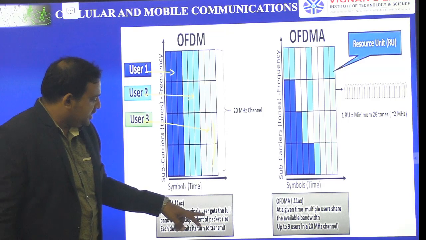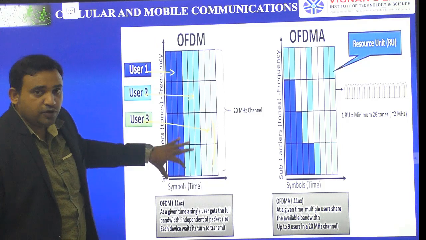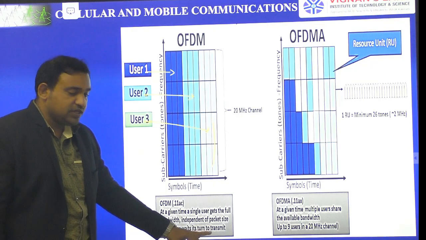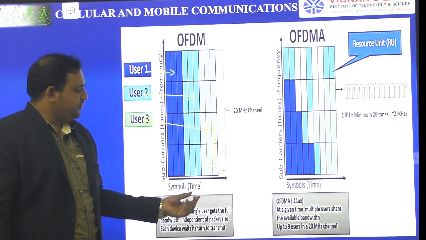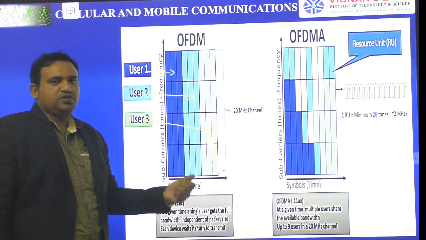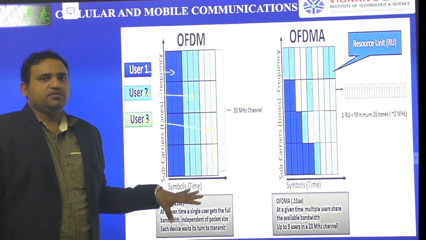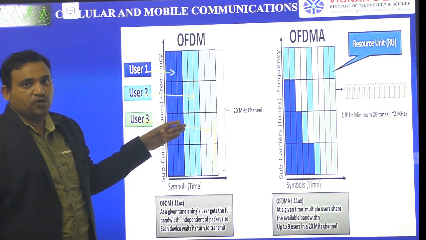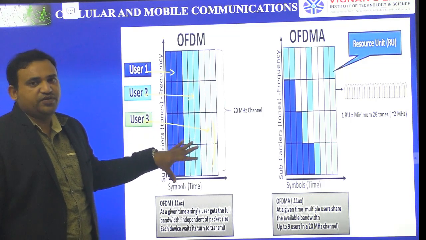At a given time, a single user gets the full bandwidth. Only the single user, that is user 1, will get the full bandwidth, independent of packet size, and each device waits its turn to transmit. So while user 1 is transmitting, users 2 and 3 wait. While user 2 is transmitting, user 3 waits, and while user 3 is transmitting, user 4 has to wait. Of course, here we are using orthogonality, and by overlapping the signals, by maintaining one signal at its peak point and the other at the null, we are transmitting the signal and saving bandwidth in an effective way in OFDM.